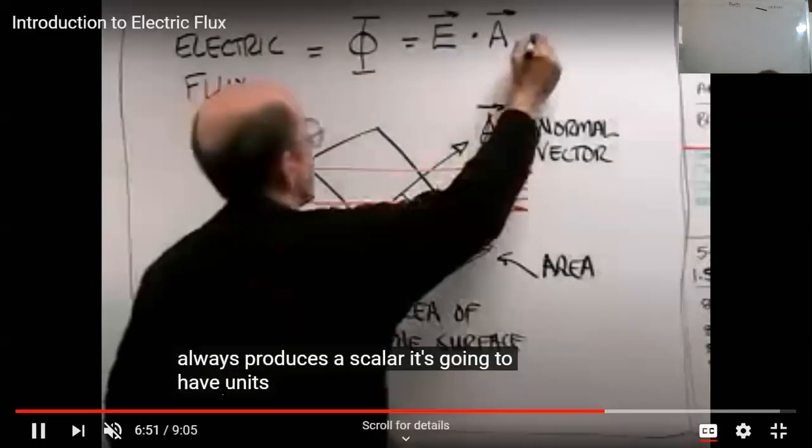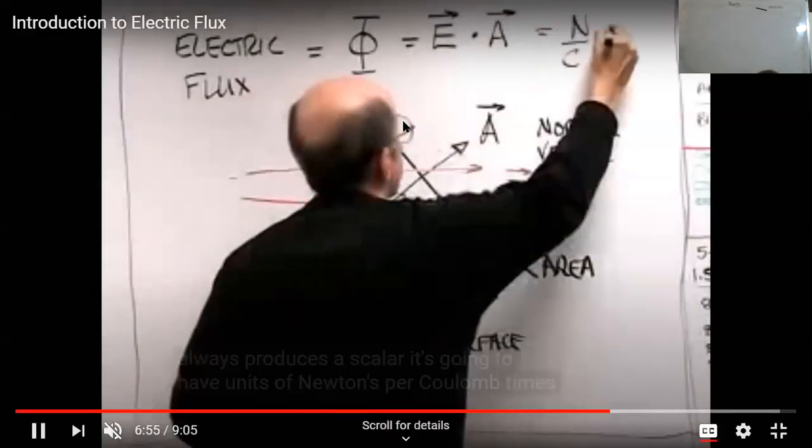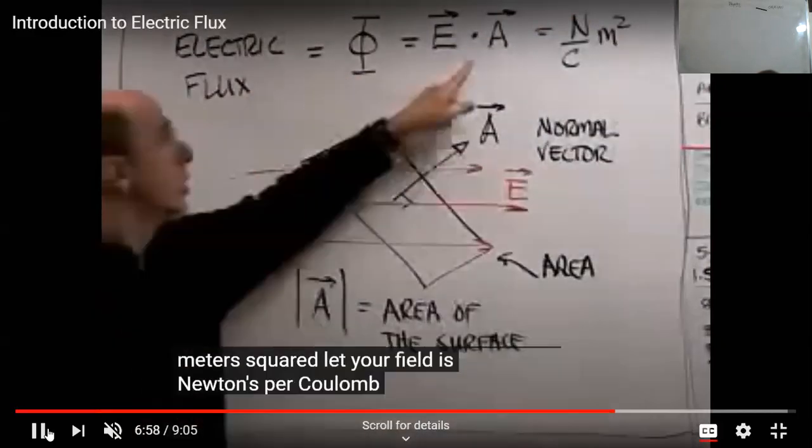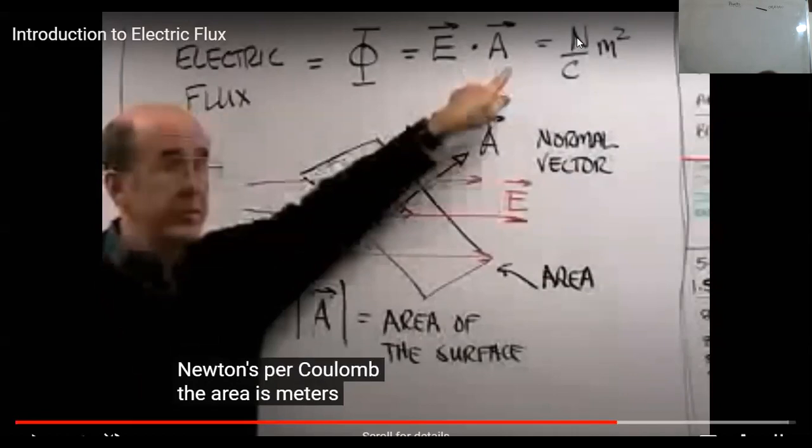It's going to have units of Newton per coulomb times meter square. Yes, from here actually we can talk about the unit. This is electric field. The unit is Newton per coulomb. E is equal to F by Q. F is force, Newton, and Q is coulomb. And then we have area, which is meter square.